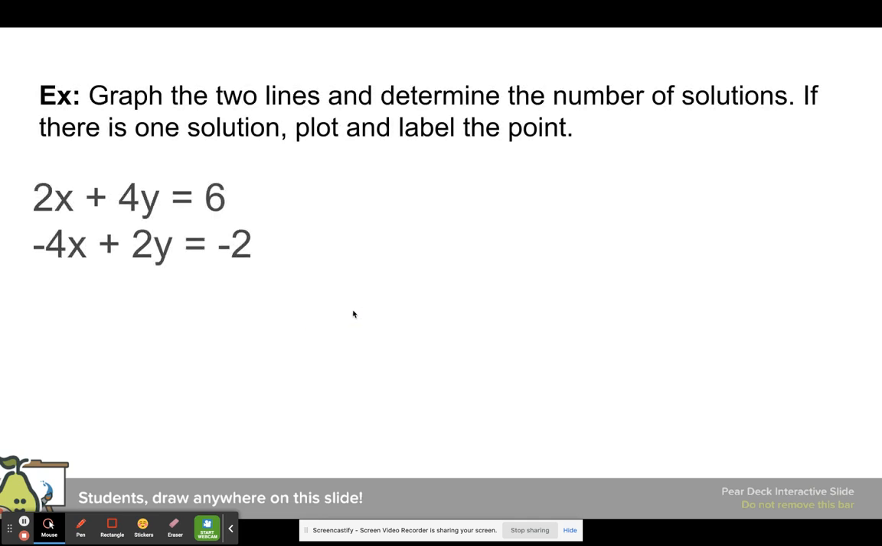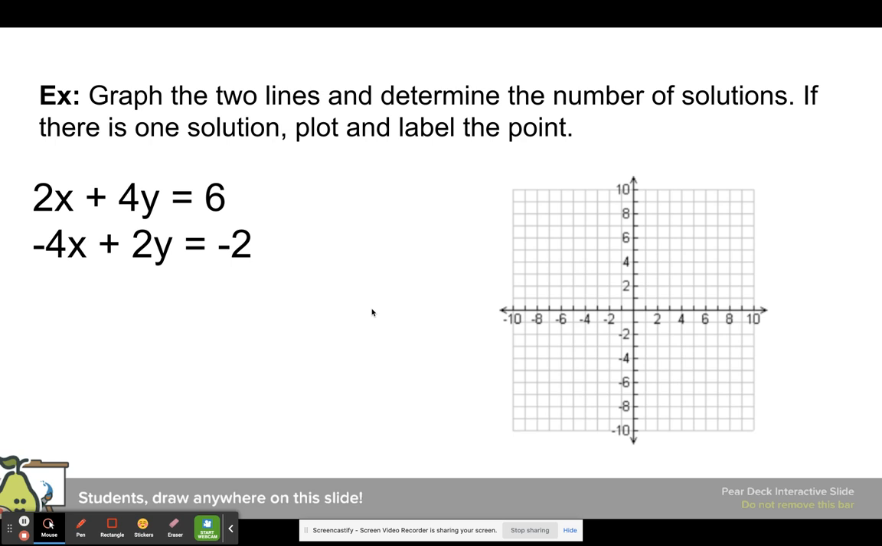So first we have these two lines and we want to graph them and see how many solutions the system actually has. The first thing that you should be trying to do right now is getting each equation into that y equals mx plus b format so that you can easily graph them.